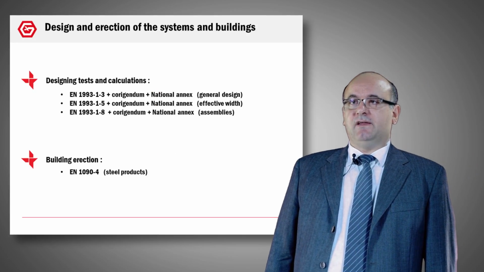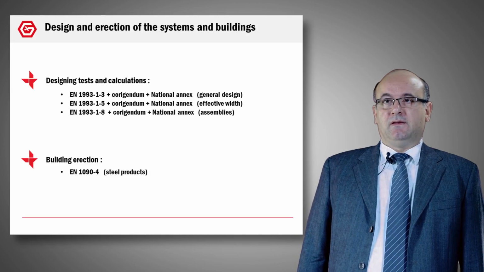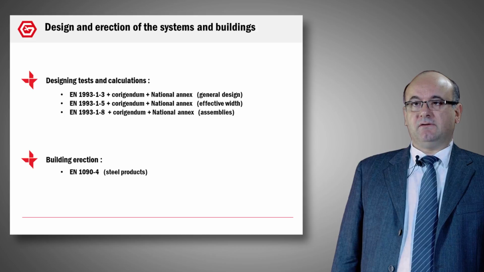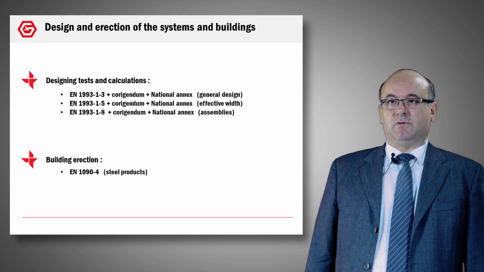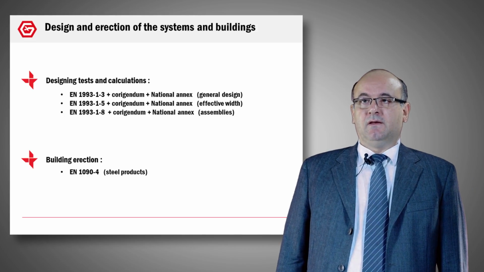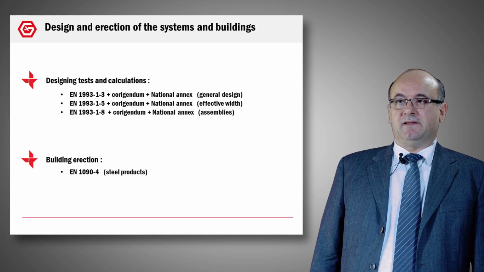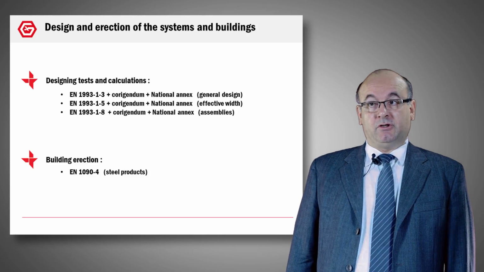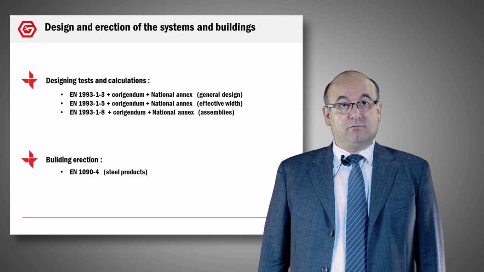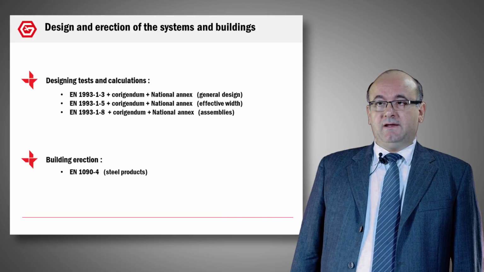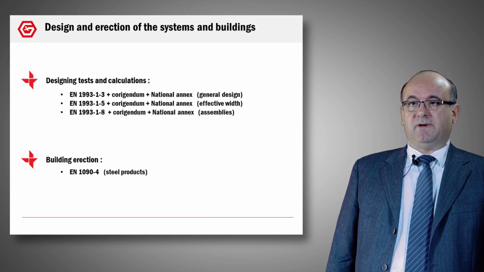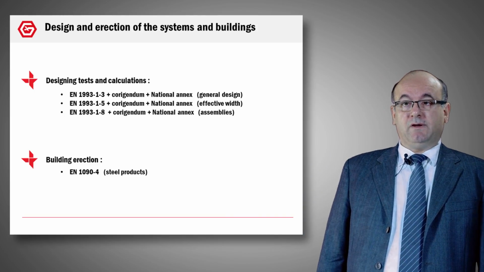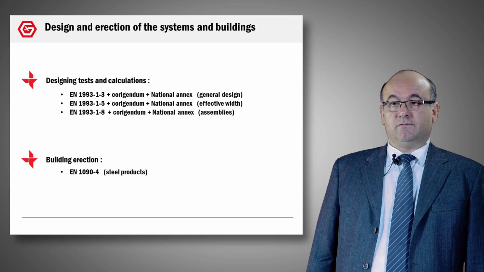Now the design and the erection of a system and buildings. You have the design, test and calculation, and for that you have to apply the Eurocode. You have three parts of the Eurocode, part 1.3, part 1.5, and part 1.8. Part 1.3, its corrigendum and its national annex concern the general design. Part 1.5 plus its corrigendum and national annex concern the effective width. The part 1.8 concerns the assemblies. So, three parts of the Eurocode EN 1993. For the building erection, you have to apply the EN 1090-4 for the steel products.